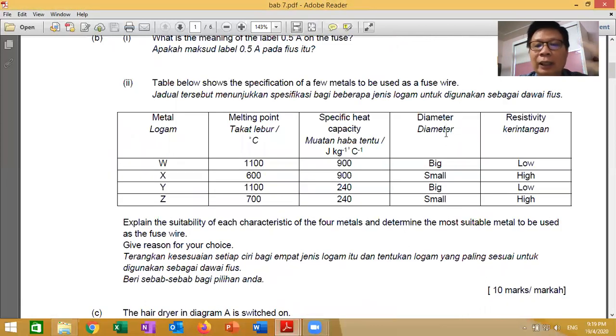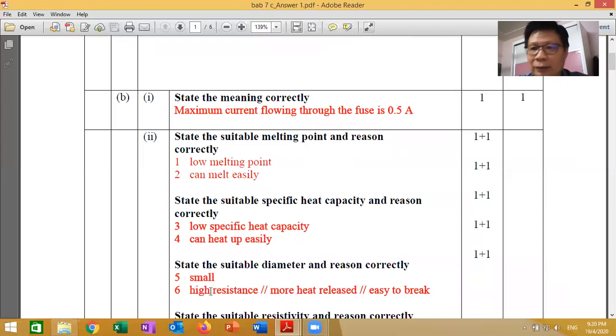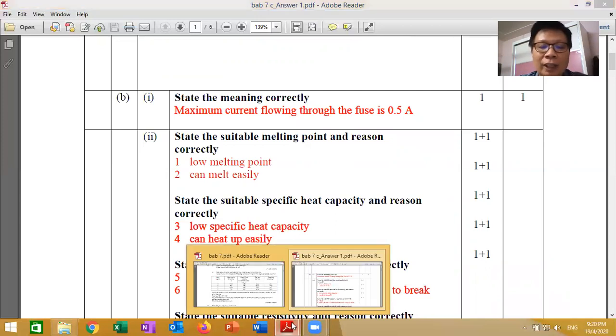Next is on diameter. The diameter of the wire must be big or small? How do you think? The fuse wire must be very thin or very thick. Remember, it must become hot very fast. When you want it to become hot very fast, it means the resistance must be high. High resistance means the wire must be small or big. Then you already know the answer. Now check the answer. Small diameter. The reason is high resistance. So the wire has high resistance, so it is easy to melt, not easy to break, but easy to melt, and then cuts off the current.